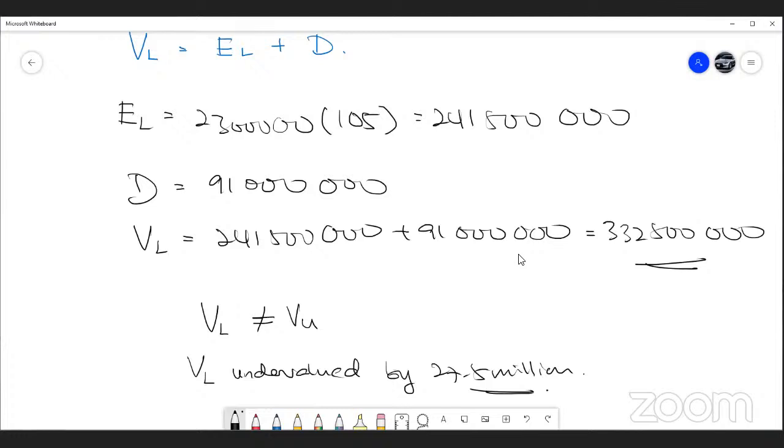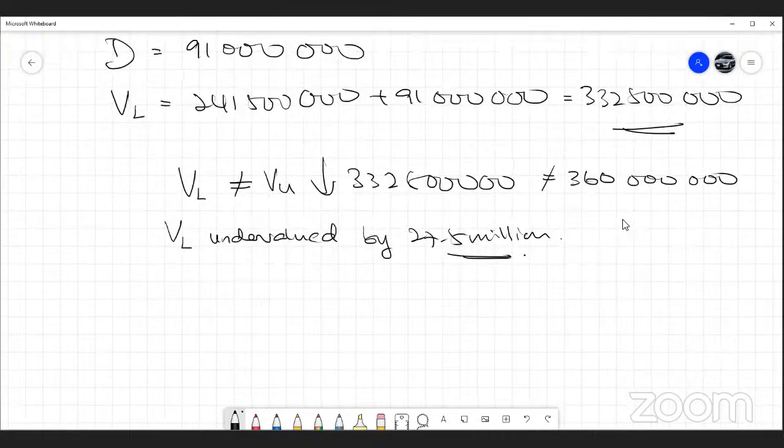Okay, so 332,500 is not equal to 360 million. So it's not the same. This is undervalued compared to this. By right, they're supposed to be equal valued. So in this case, when something is undervalued, you know which one to buy already.